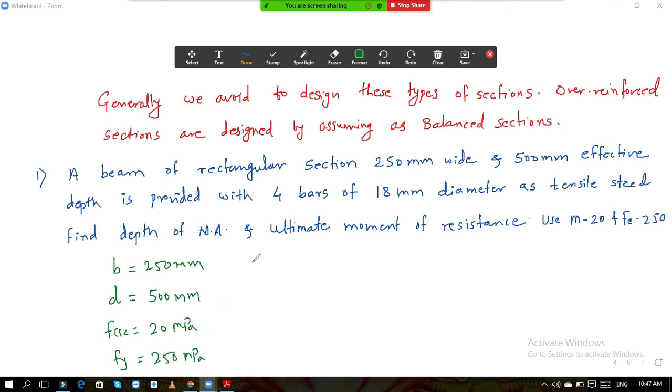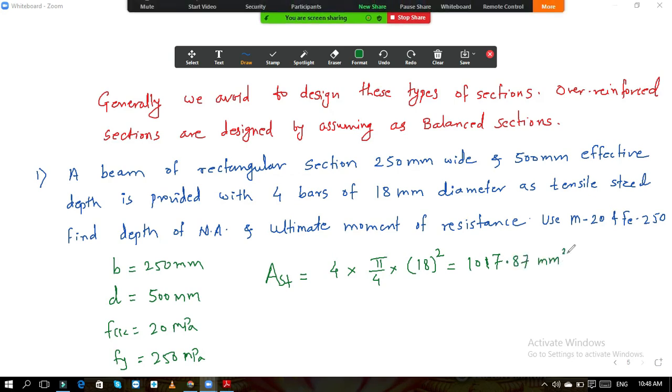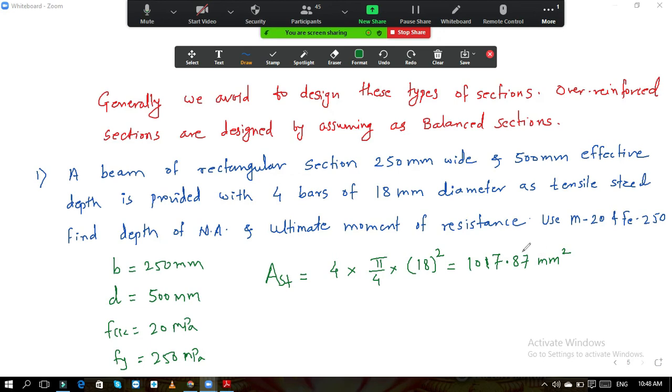Then area of steel is also given to us. 4 bars of 18 mm diameter. So what is the area of steel, AST? 4 bars are given, each bar diameter is 18, so AST equals 4 into pi by 4 into 18 square. If you do the calculation, you will get the area of steel. It is 1017.87 mm square. Please check the calculation. So this is the area of the steel.